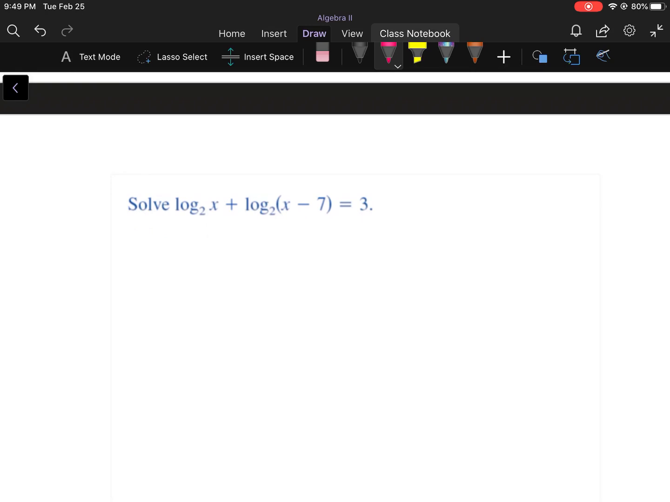Okay, this is something that we would have done in the past. We don't necessarily do it, so I'll rewrite this for you real quick. So it works out to be log base 2 of x squared minus 7x equals 3. There we go, that would be better. How did that plus turn into that? You can ask me in class if you really want to.